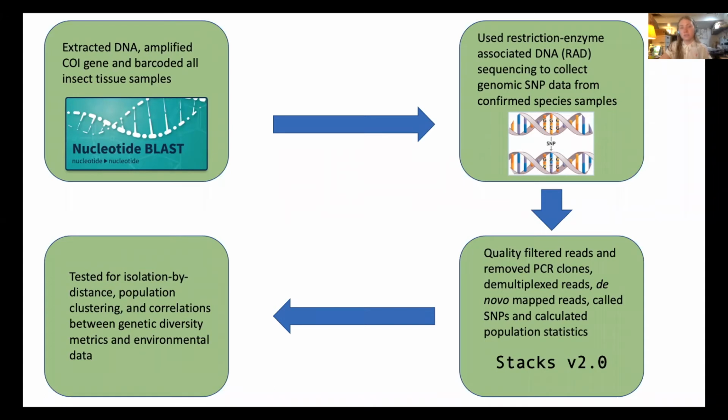With this RAD sequencing data, we quality filtered all of our reads, removed PCR clones, demultiplexed our reads, de novo mapped our sequences, and then called single nucleotide polymorphisms to calculate population statistics, all using STACKS version 2.0, the bioinformatics pipeline. We then tested for isolation by distance, population clustering, and correlations between genetic diversity metrics and environmental data for all species.